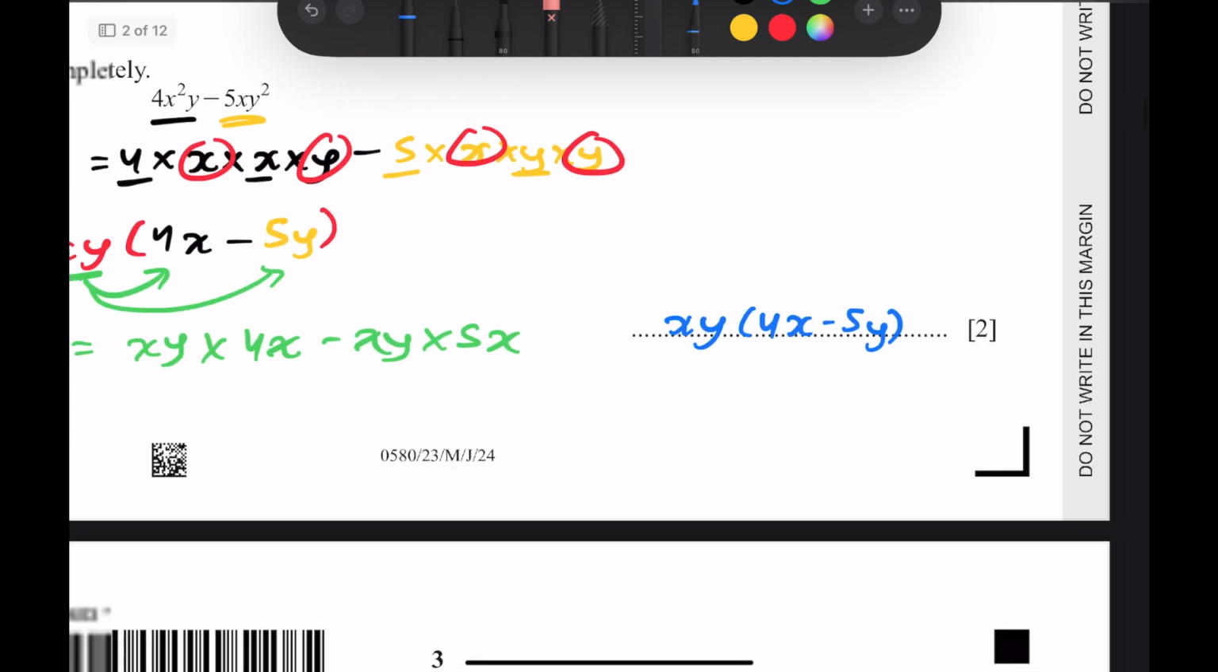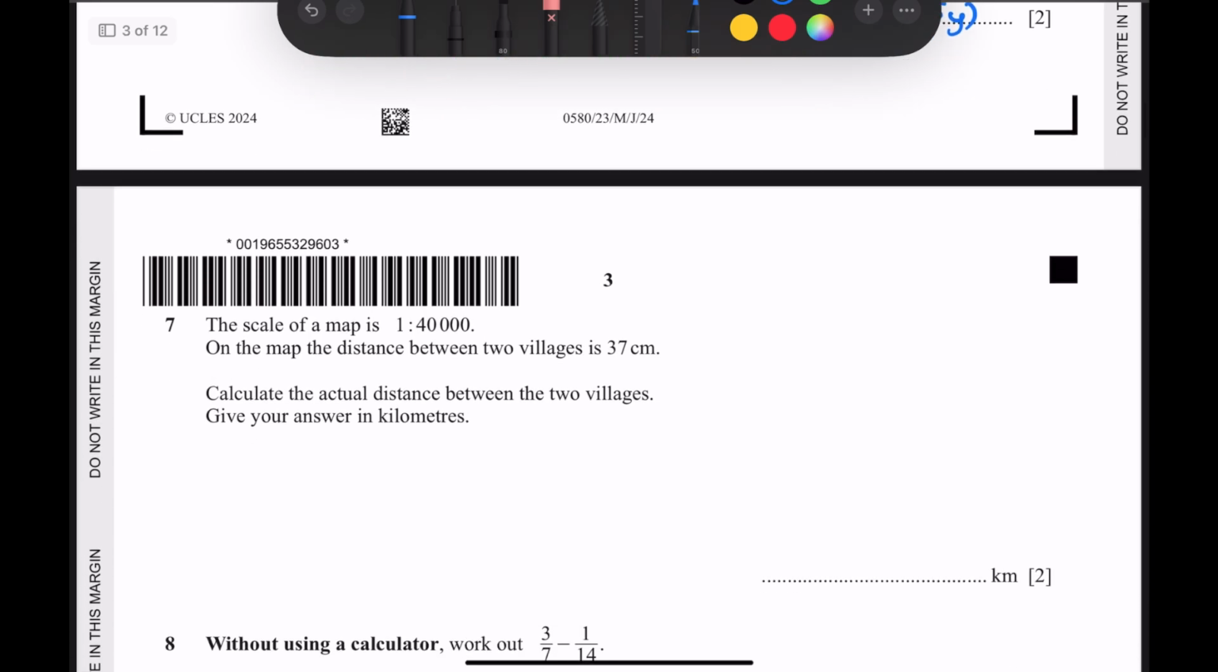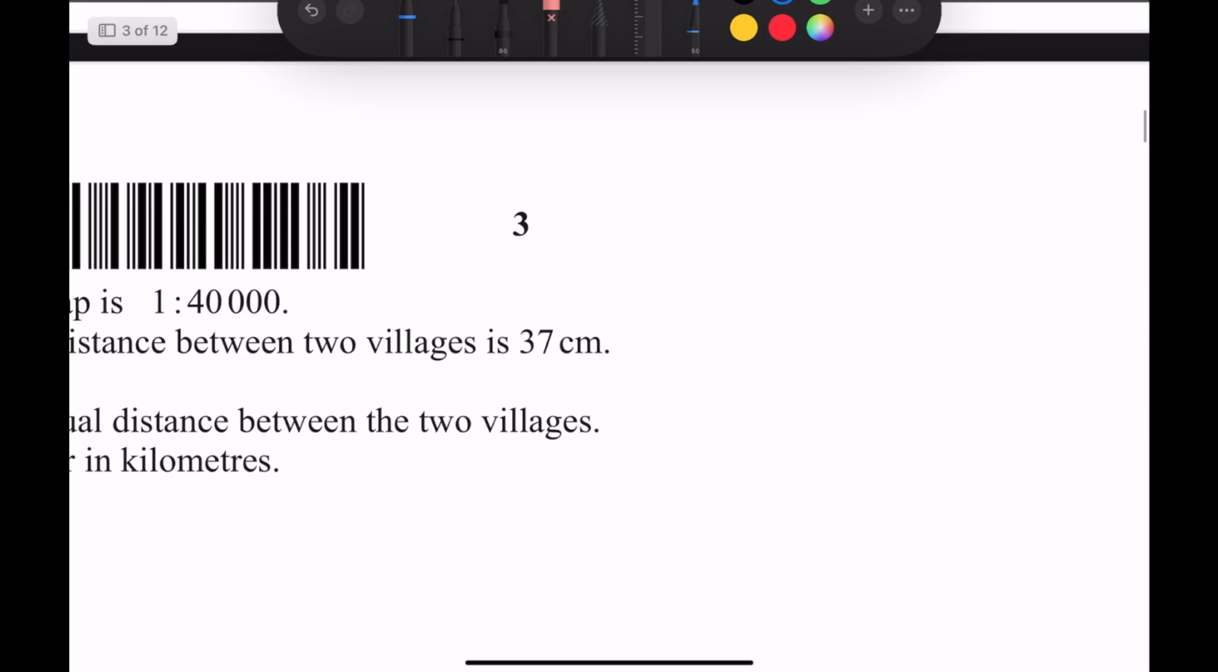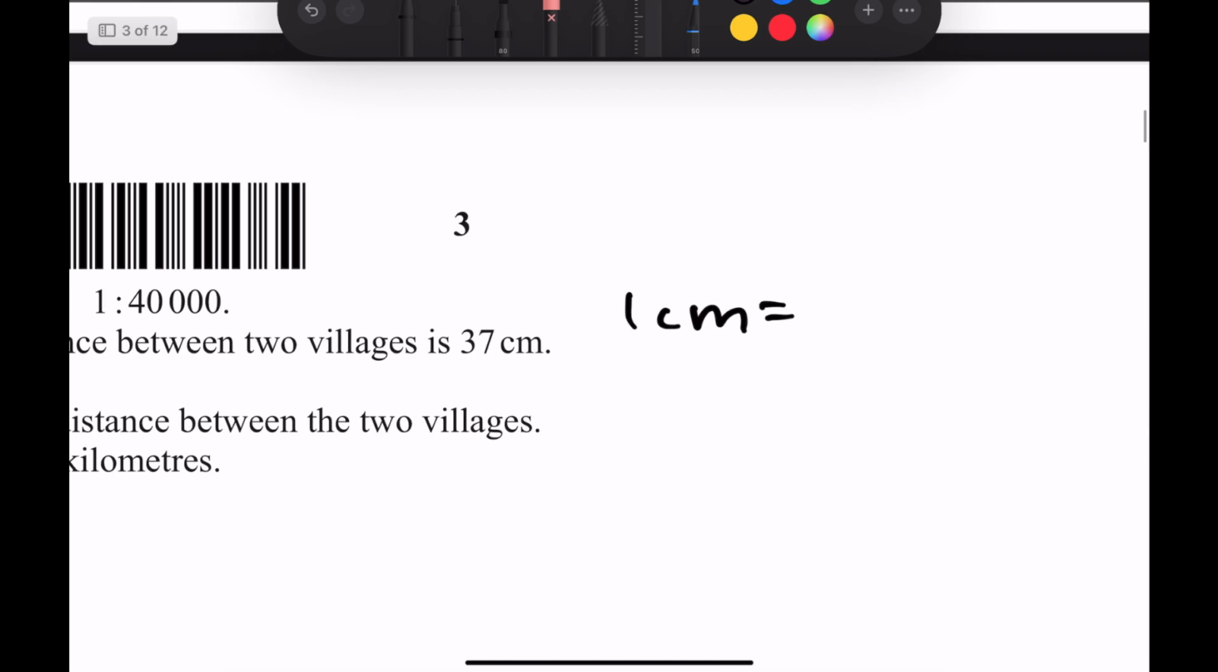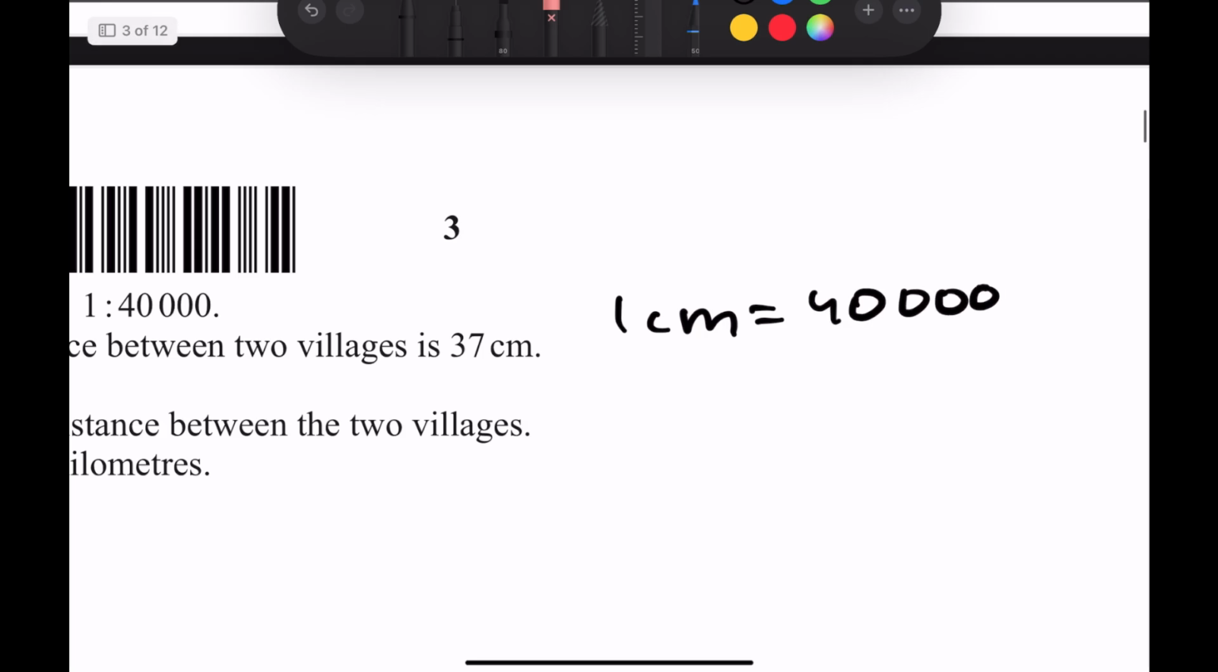For question 7, the scale of a map is 1:40,000. On the map, the distance between two villages is 37 centimeters. Calculate the actual distance between the two villages and give your answer in kilometers. This question is saying that 1 centimeter on the map is equal to 40,000 centimeters in real life.